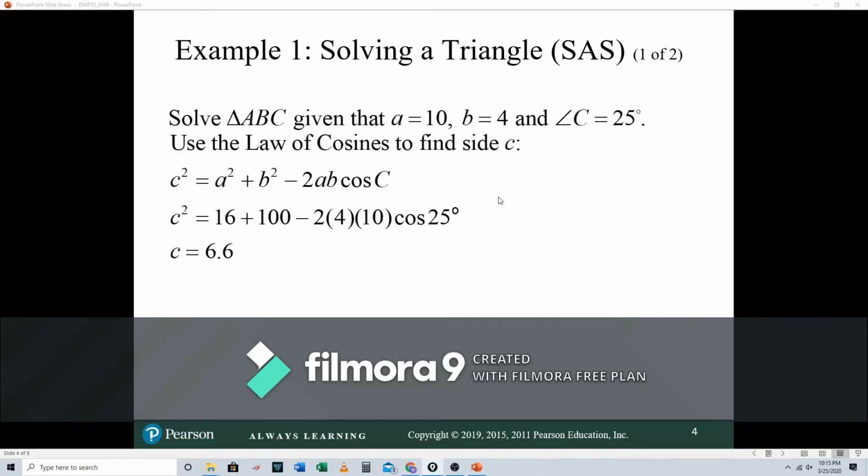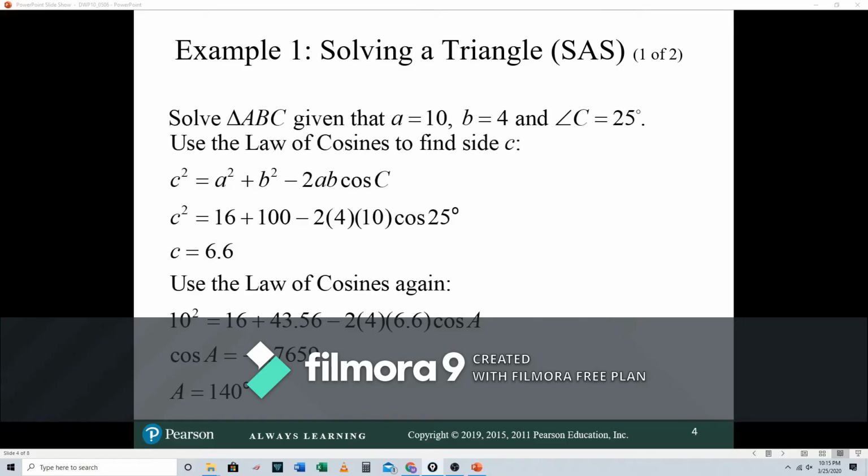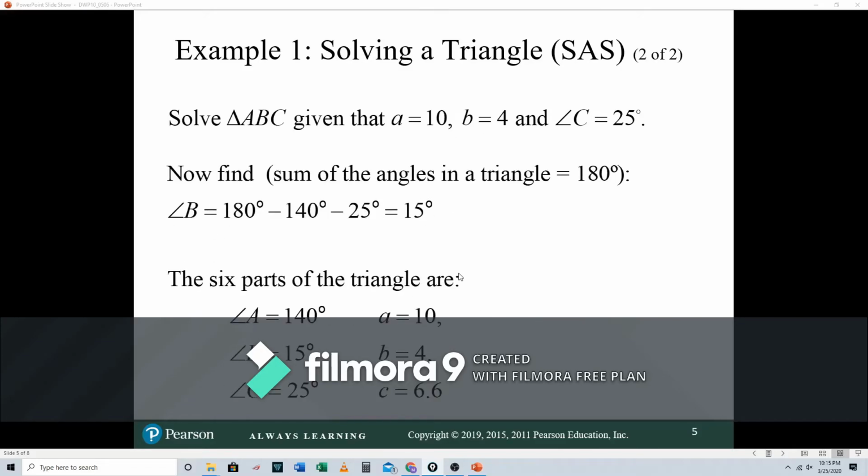6.6, okay. 140, they rounded to whole numbers, so 15. Okay, we're good.